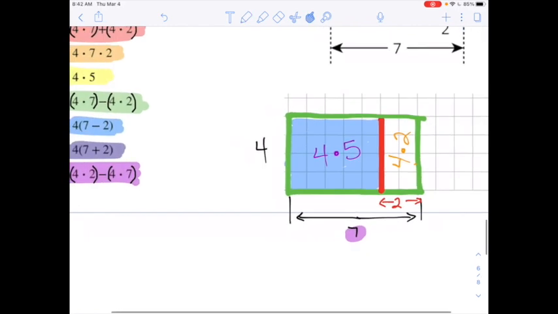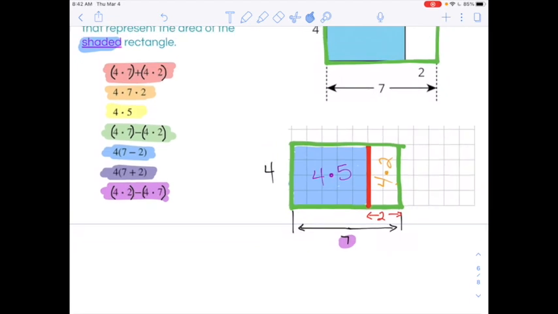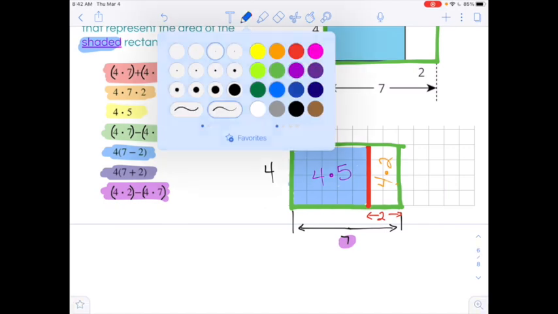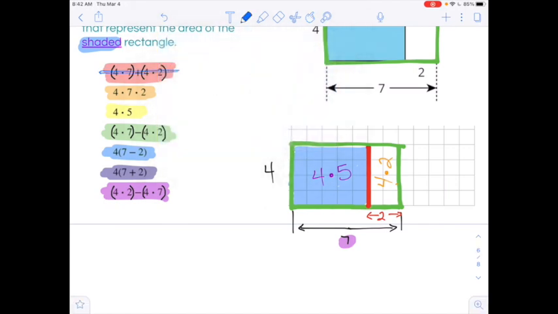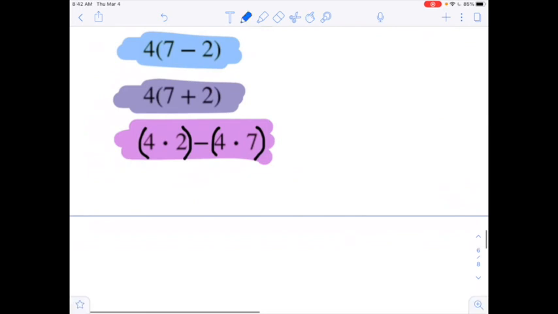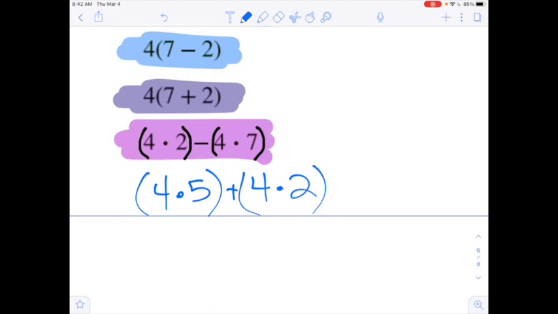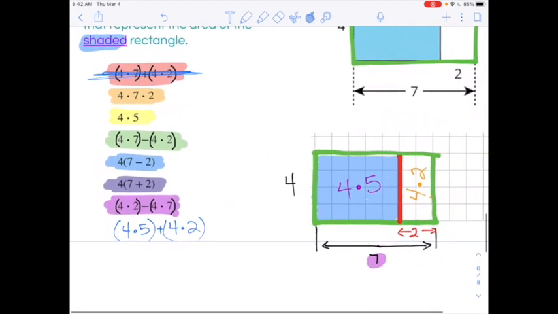All right, so inside we see a 4 times 5 and a 4 times 2. So it can't be the first one. The first one says 4 times 7 and 4 times 2. It's not 4 times 7. Okay, so I don't see in this list 4 times 5 and 4 times 2. This is the one that I don't see. 4 times 5 plus 4 times 2. This would be a correct answer, but it's not in the list. Okay.